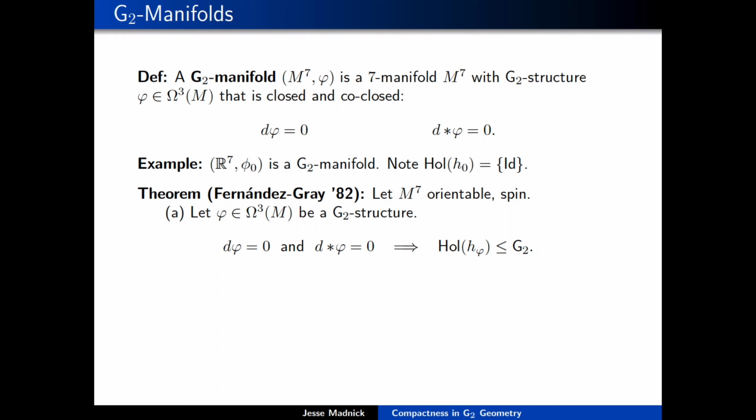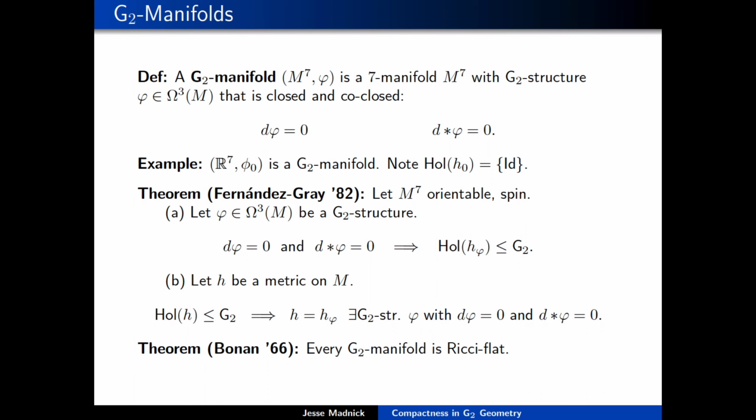It's given by a theorem of Fernandez and Gray. Let M7 be orientable and spin. If you have a G2 structure that is closed and co-closed, then the induced metric has holonomy contained in G2. Conversely, if you have any Riemannian metric on a 7-manifold that's orientable and spin, if its holonomy is contained in G2, then in fact it must arise in this way. It must be induced from a G2 structure that is closed and co-closed.